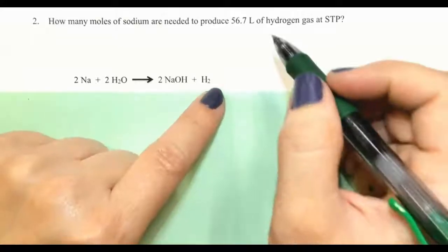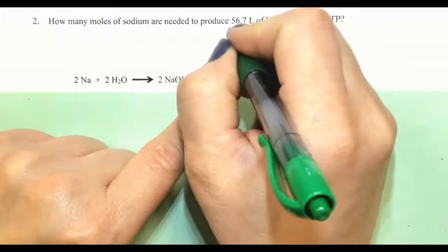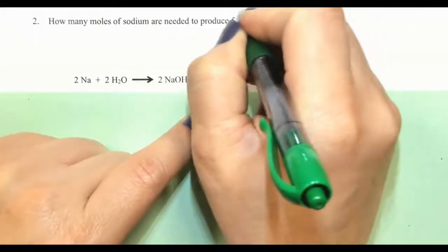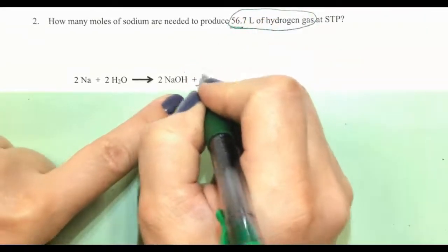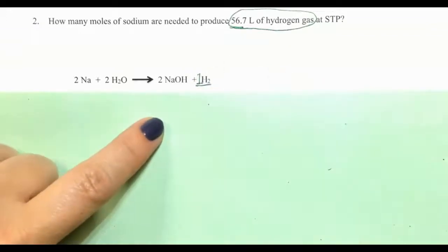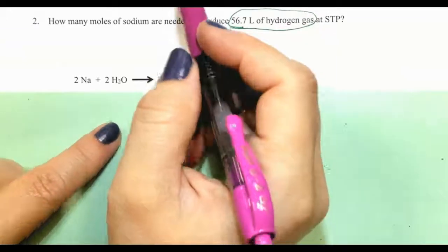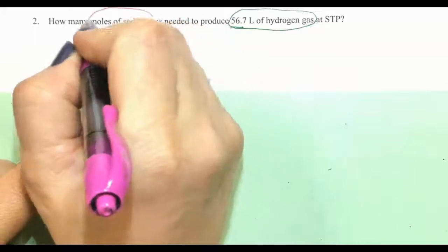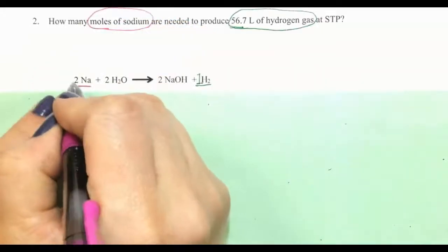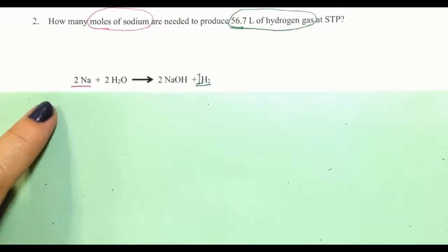Okay, number 2, let's identify our given. 56.7 liters of hydrogen gas, and that's going to be here, and it has a coefficient of 1. Our unknown is how many moles of sodium are needed, and here's sodium, and it has a coefficient of 2. So let's set up our proportion.